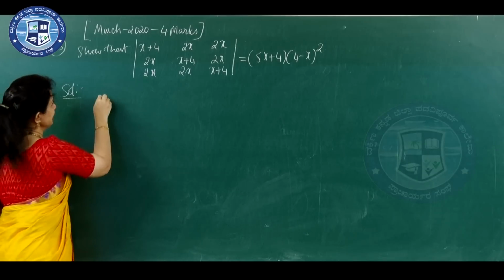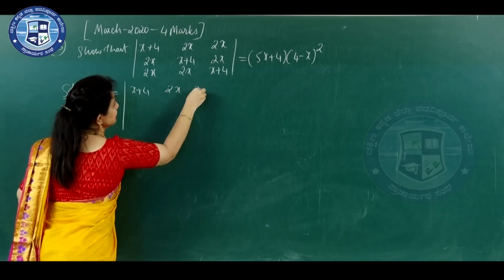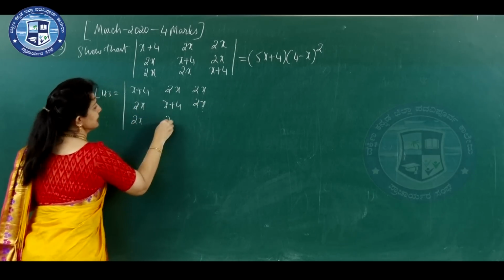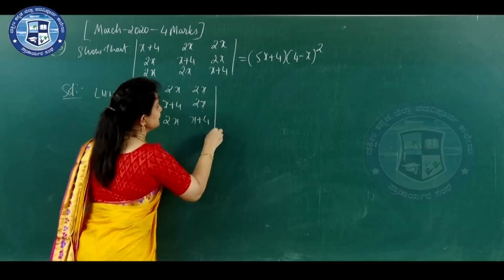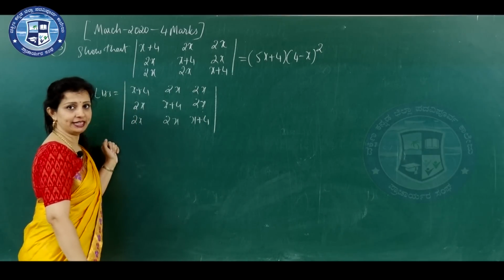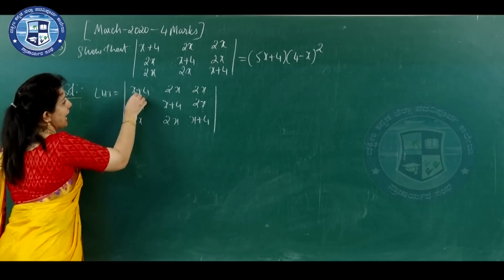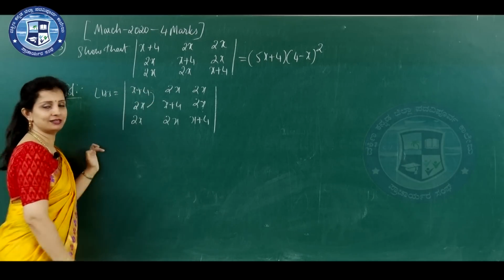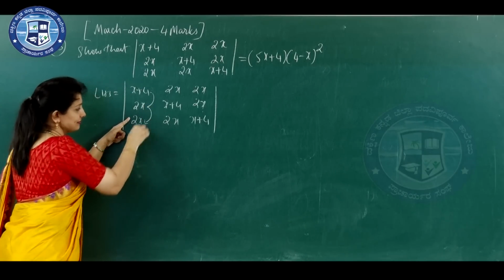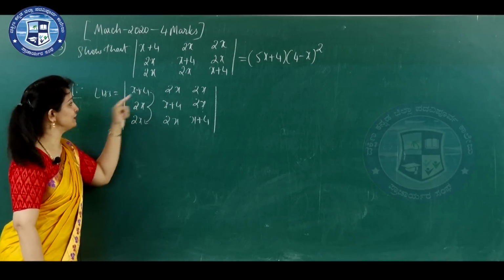the determinant LHS, x plus 4, 2x, 2x; 2x, x plus 4, 2x; 2x, 2x, x plus 4. Is it possible to get the first factor 5x plus 4? Look at this carefully. To get 5x plus 4, can we add x plus 4 plus 2x? How much? x plus 4 plus 2x is 3x plus 4. Add 2x to it. How much will we get? 3x plus 2x is 5x plus 4.